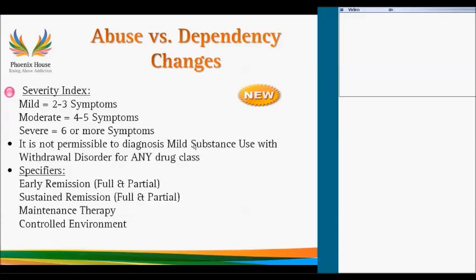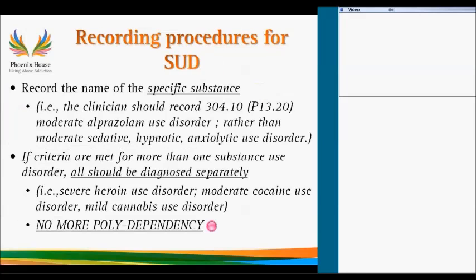It is not permissible to diagnose mild substance use with withdrawal for any drug class, and they make that very, very clear. The specifiers have not changed: early remission, full or partial, sustained remission, full or partial, maintenance therapy, and controlled environment, and the rules around how to diagnose them have remained completely the same. Early remission is 30 days, sustained is a year, maintenance therapy means things like methadone and Suboxone, and controlled environment means residential settings, the Department of Corrections, things like that. All have remained the same.